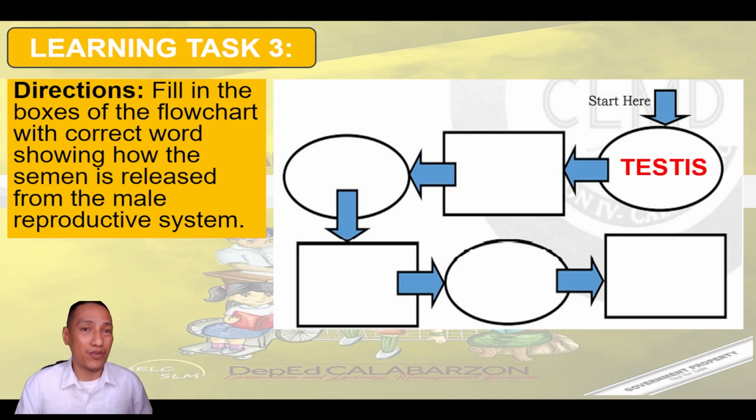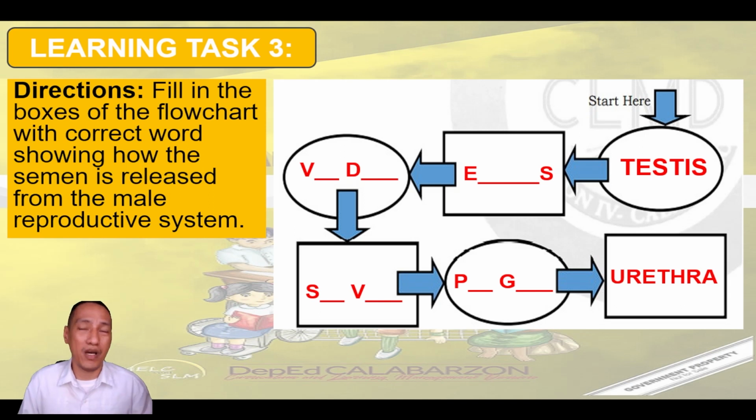I'm going to give you this para madali na lang. Nagsimula sa testis, and then nagtapos sa urethra. Pero dahil may rami pang ibang parts na involved, nakakalito pa rin, di ba? So, eto ang mga clues para sa inyo. Kayo na ang bahalang magkompleto ng mga yan. Very good for you guys.